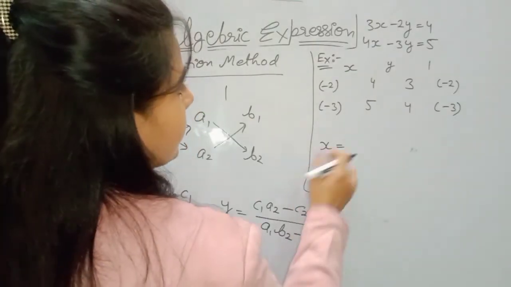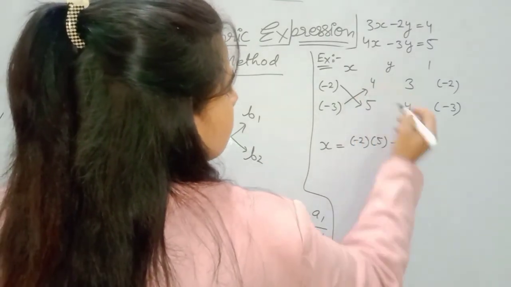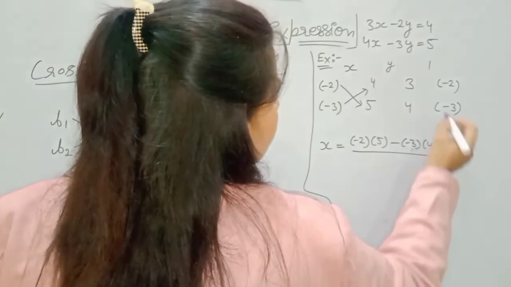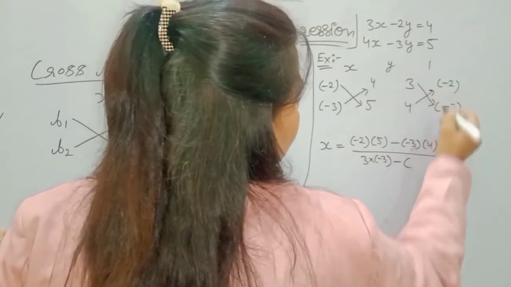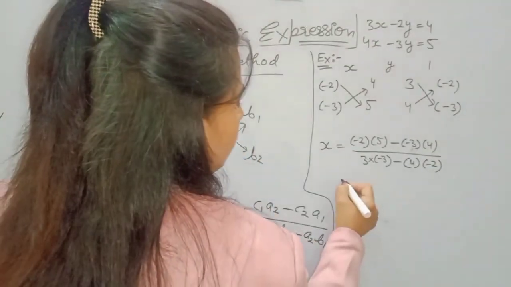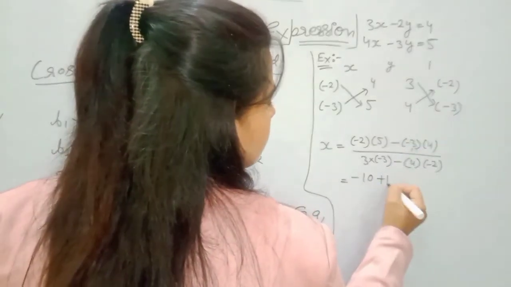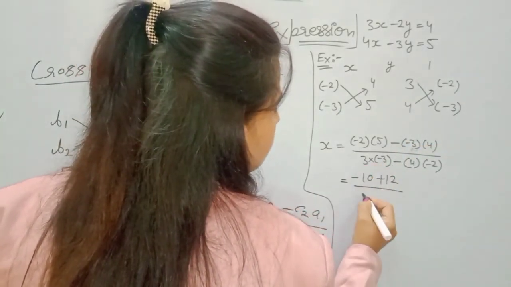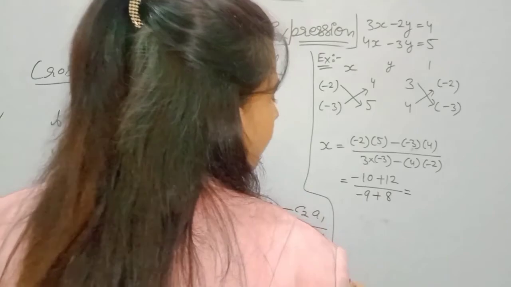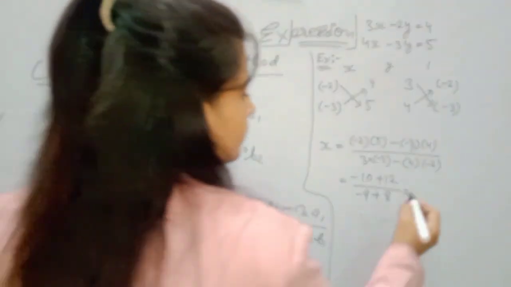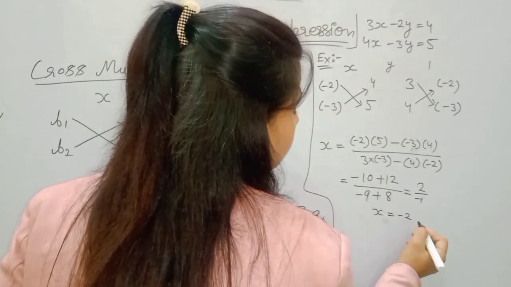So how can we calculate x? So multiply this. So minus 2 into 5 minus 3 into 4 upon 3 into minus 3 minus 4 into minus 2. Okay. So minus 2 into 5 is minus 10. Minus minus is plus. 3 4s are 12. 3 into 3 is 9 and plus minus is minus. Minus minus is plus. 2 4s are 8. So here we have minus 10 plus 12 is 2 and minus 9 plus 8 is minus 1. So we can say that x is equal to minus 2.